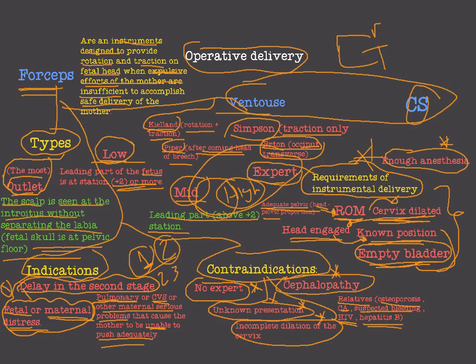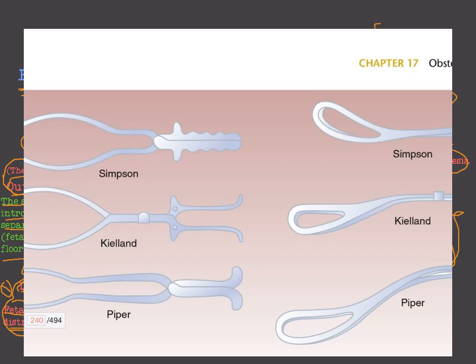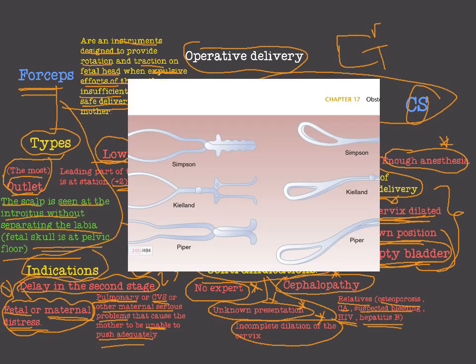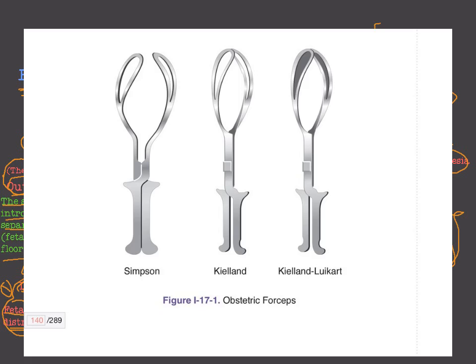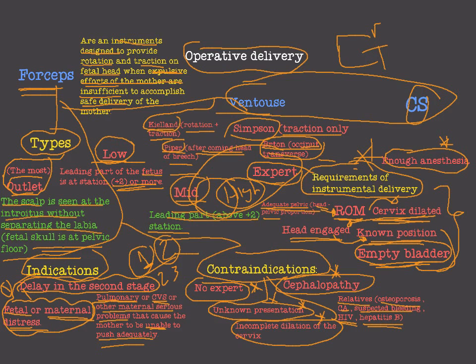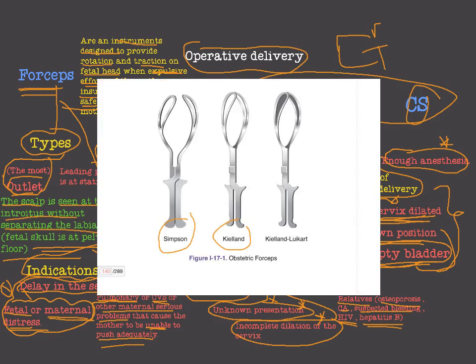I want to show you some photos of these. This is Simpson. This is Kielland, and this is Piper. Simpson, Kielland, Piper from another point of view. Okay, another graph. Simpson, Kielland, and Kielland is the other type. Okay, you should not need to know that. You can know it or not. It's not that important for this stage.